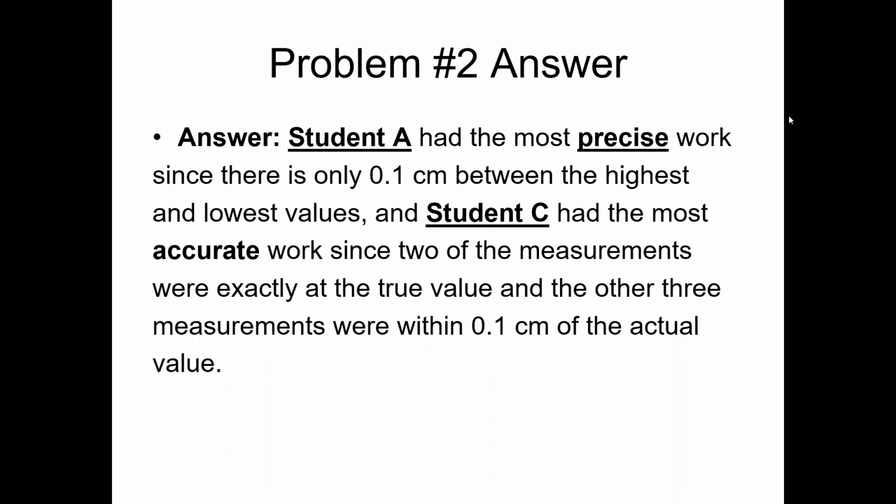Now, the reason that student A has the most precise work is because there's only 0.1 centimeter between the high and the low values. And student C has the most accurate, since 2 of the measurements were exactly at the true value and the other 3 were only 0.1 centimeters away. So, pretty good. Good job, student A and student C.